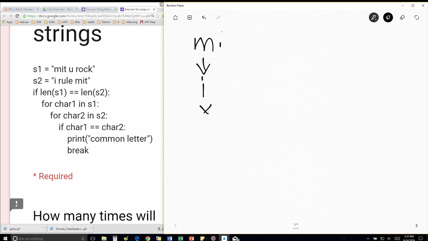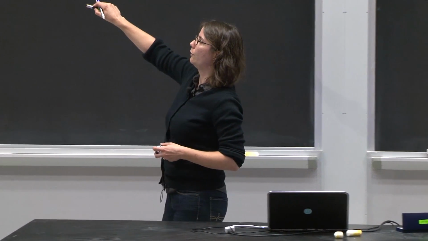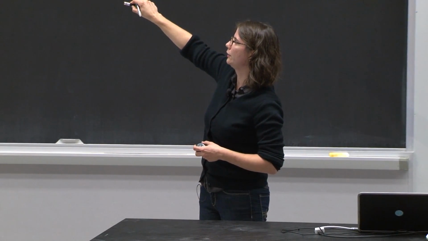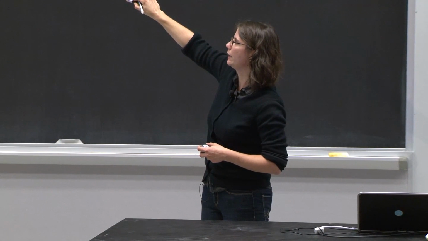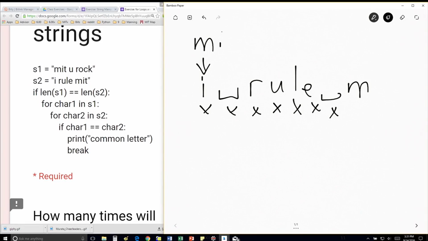The next character in S2 is a space. M does not equal a space, so you don't do anything. The next character is an R, don't do anything. The next character is a U, don't do anything. Then an L, don't do anything. Then an E, don't do anything, space. And then suddenly we get to an M. So we're still in the outer for loop, still looking at M, and we're comparing M with every other letter inside S2. And suddenly we reach here where we're comparing M with an M, and we say, yes, they are equal.